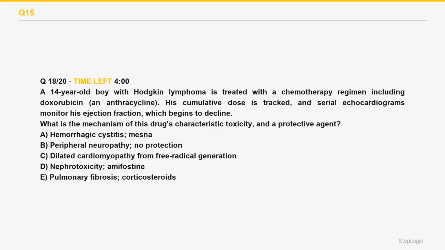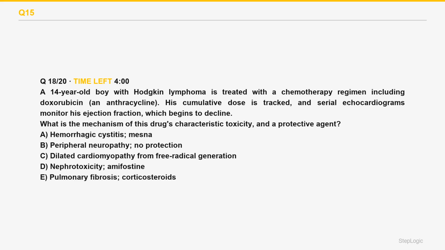What is the mechanism of this drug's characteristic toxicity and a protective agent? A 14-year-old boy with Hodgkin lymphoma is treated with a chemotherapy regimen including doxorubicin, an anthracycline. His cumulative dose is tracked, and serial echocardiograms monitor his ejection fraction, which begins to decline.